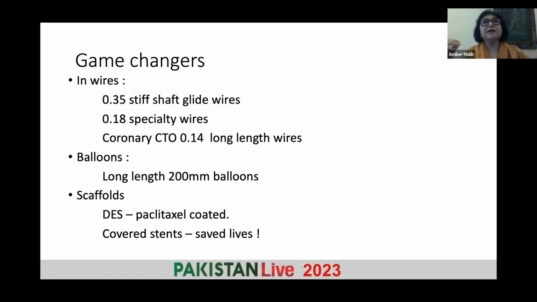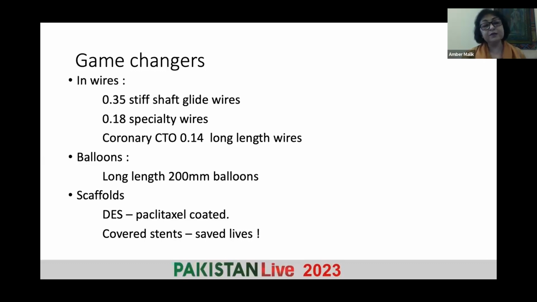Balloons, I think, essentially made a huge difference to us when we learned that long length balloons, up to 200 millimeter balloons, can be used, because you don't spend so much time there, also, because you have to consider. In the beginning, we used to spend 3 or 4 hours with one patient, and fluoro time was huge, sometimes more than 100 minutes. And it is bad for the patient, bad for you, and bad for the machine and the rest of the staff. So with the advent of these new equipments and their availability, it became much easier.